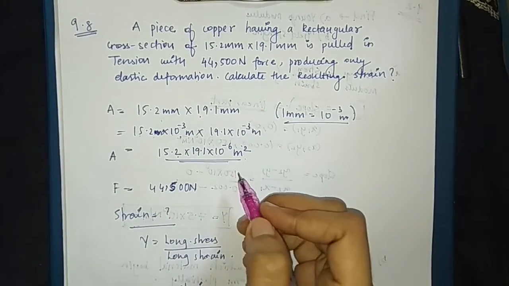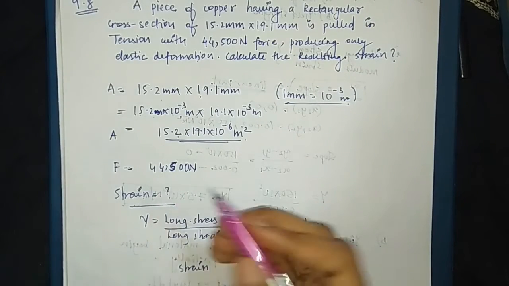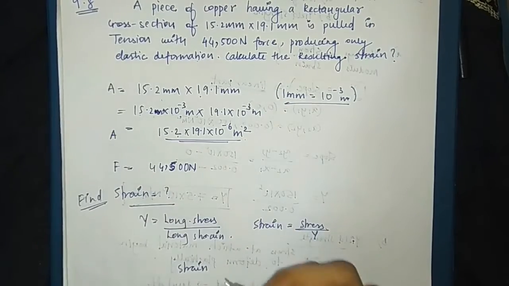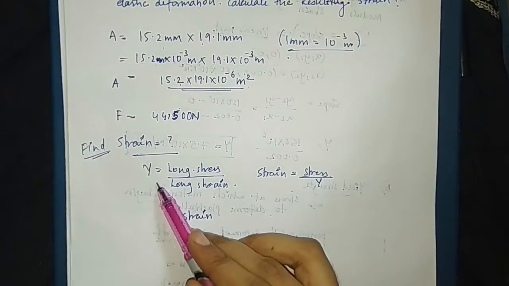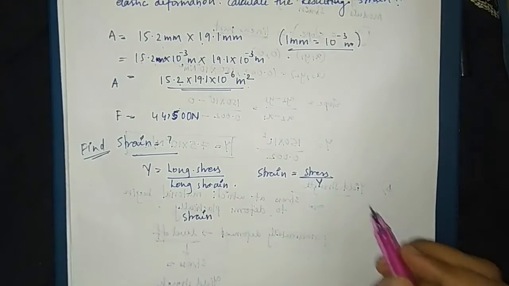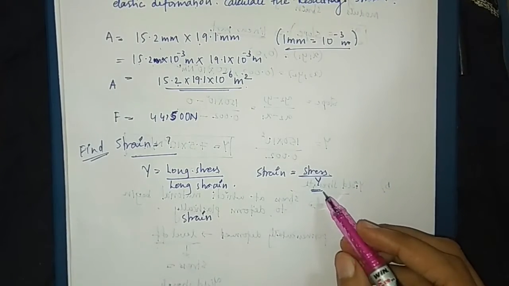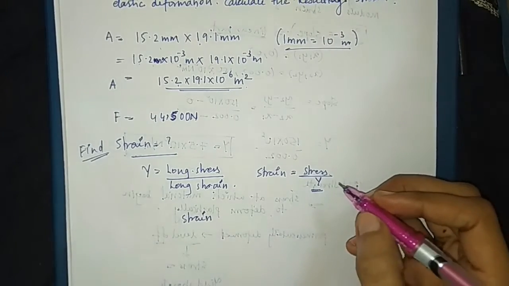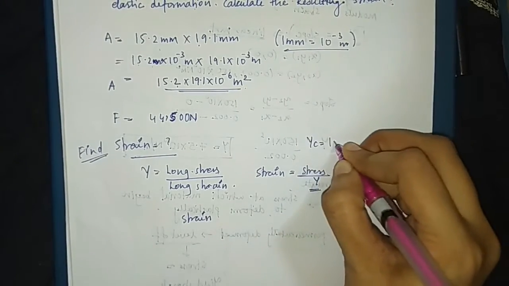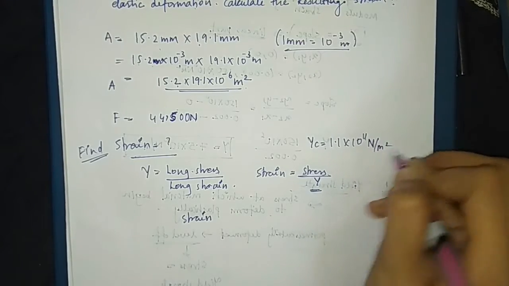Okay, I've converted into SI units. The force is given as 44,500 Newton, and we have to find the strain. Young's modulus formula is longitudinal stress by strain, so strain is stress by Young's modulus. The value of Young's modulus of copper can be known from the table given in the book. The Young's modulus of copper is 1.1 times 10 raised to 11 Newton per meter square.